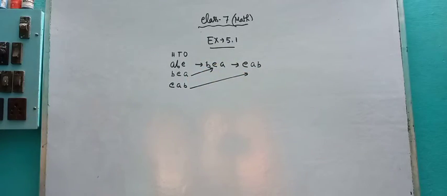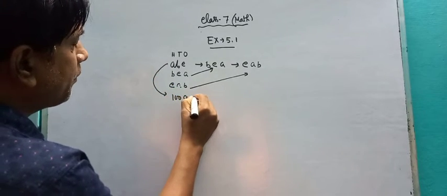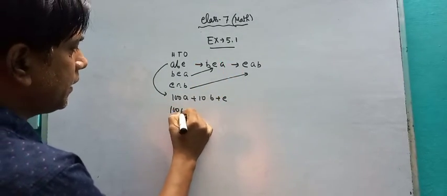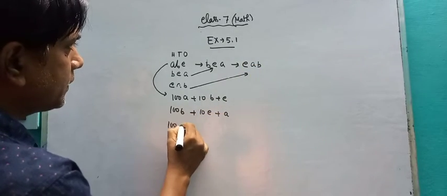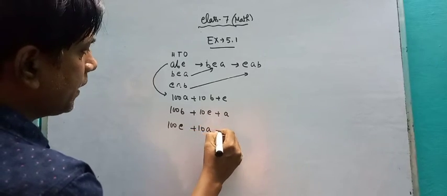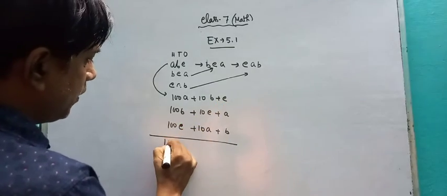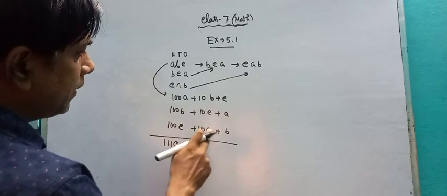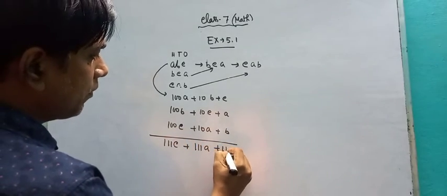Now the question asks, when we take the sum of these three-digit numbers. ABC means 100A plus 10B plus C. BCA is 100B plus 10C plus A. CAB is 100C plus 10A plus B. If I add these, 100C plus 10C plus C is 111C; 100A plus 10A plus A is 111A; and this also gives 111B.